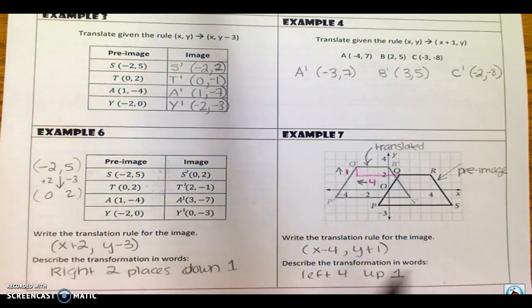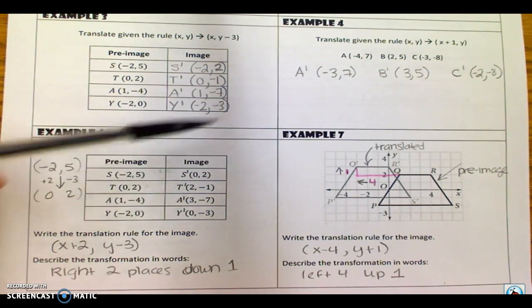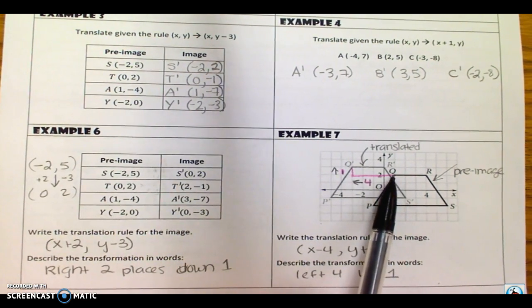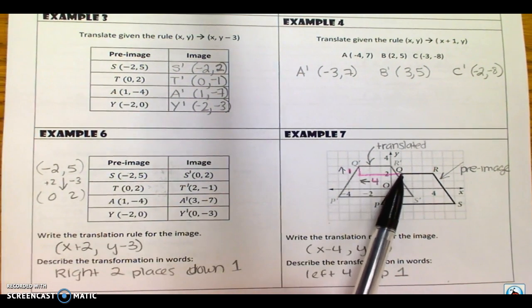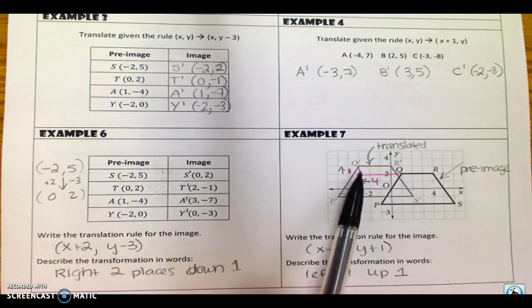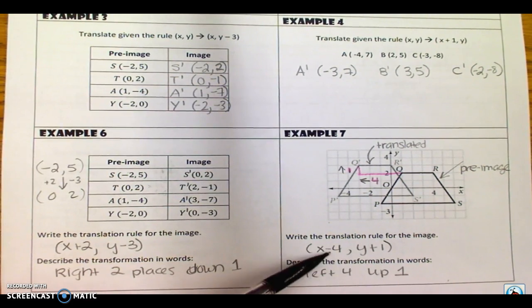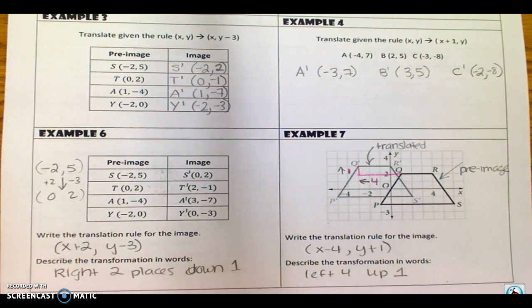Now in this one, you have to know how to identify which one is the original, the pre-image, and which one's the new one. Remember, the new image, the translated image, the transformed image, is going to have that prime marker. So we start from the original, and I'm going to trace the path that takes it to the prime. I went 4 places to the left and up 1. So you might want to start with your words in this case. If I go left 4, that means I'm subtracting 4. And if I go up 1, it means I add 1.